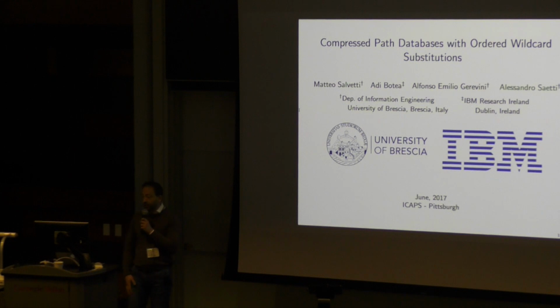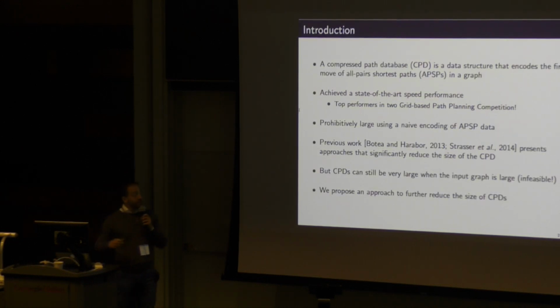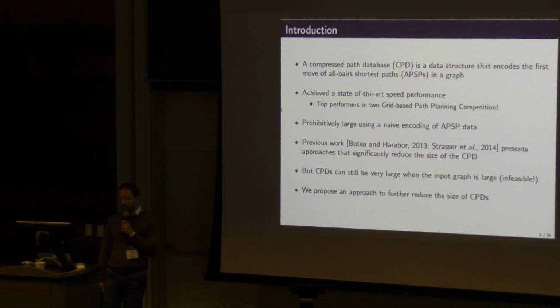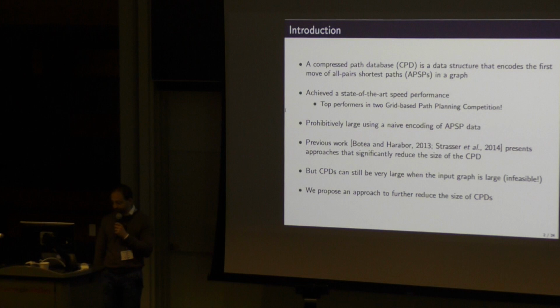I will be talking on compressed path databases, which should not be confused with compressed pattern databases. Compressed path databases are used for path planning. What are they? A compressed path database is a data structure that encodes the first move of all-pairs shortest paths in a graph. Approaches based on compressed path databases achieve state-of-the-art performance. They have been top performers in 2 editions of the grid-based path planning competition.